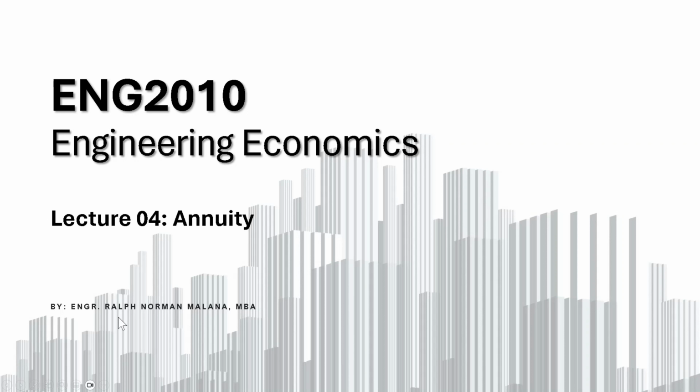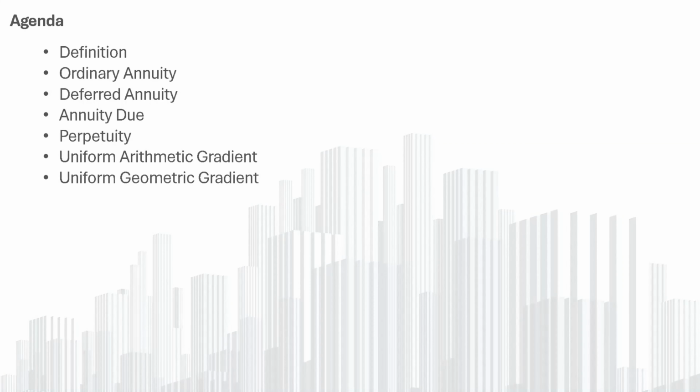Okay, so this is the recorded version for lecture 4, Annuity. We'll be starting over with several definitions in ordinary annuity, what they are all about, before discussing different variations of annuity such as deferred, due, perpetuity, and uniform gradient. And with uniform gradient, there's arithmetic and geometric.